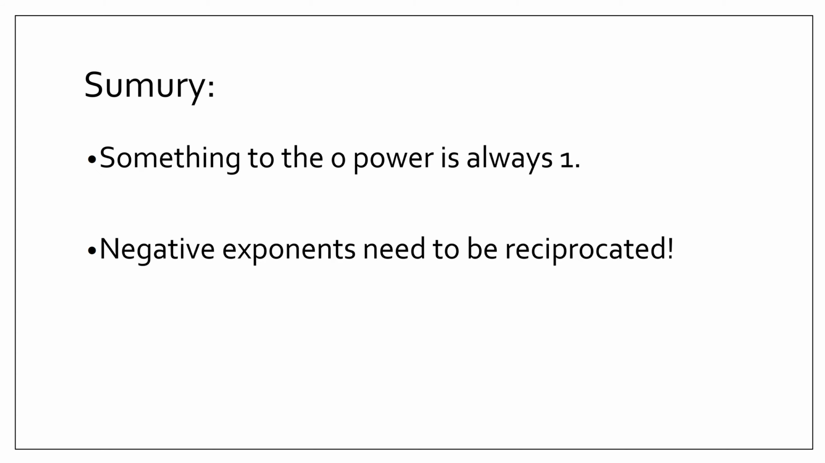Here's your summary. Something to the 0 power is always 1. Stick figure to the 0, 1. Negative exponents need to be reciprocated. So if you have something like 1 over x to the negative 1, it needs to be reciprocated. Now it's just regular x to the 1 on top of the fraction. X to the negative 1 needs to be reciprocated. Now it's 1 over x to the 1. It got sent to the bottom.